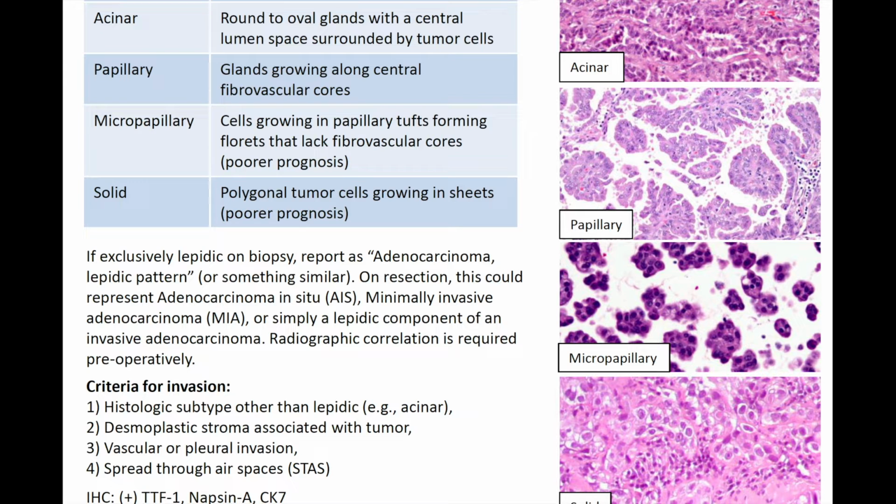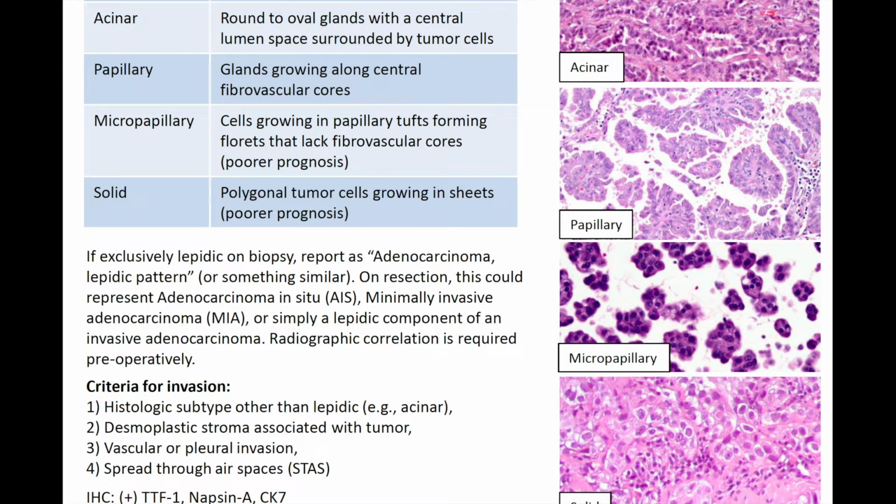And criteria for invasion in a lung adenocarcinoma is 1. Histologic subtype other than lipidic, such as acinar. 2. Desmoplastic stroma associated with tumor, and desmoplastic response is something that we commonly see in malignant processes, right? 3. Vascular or pleural invasion, and 4. Spread through air spaces, or STAS.